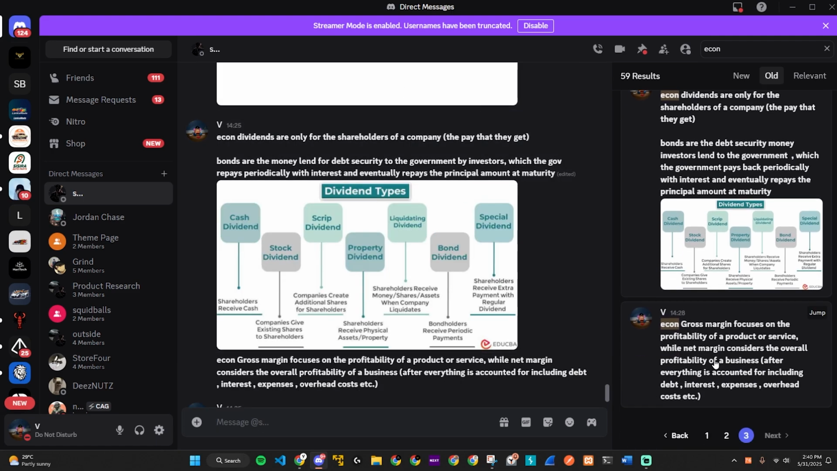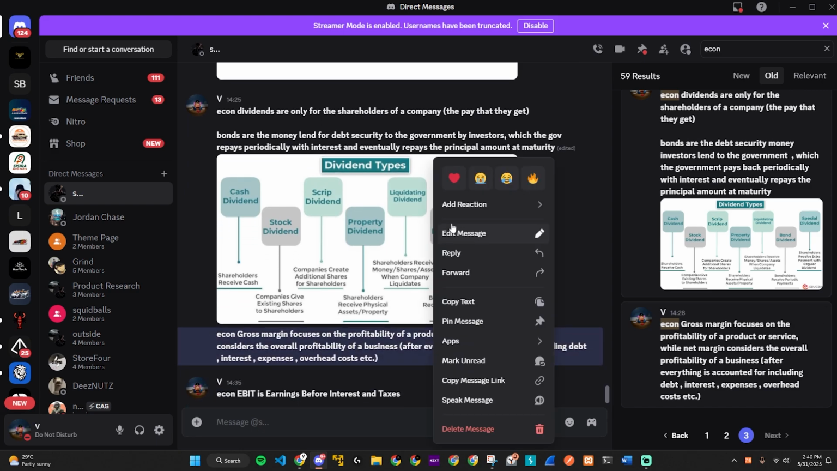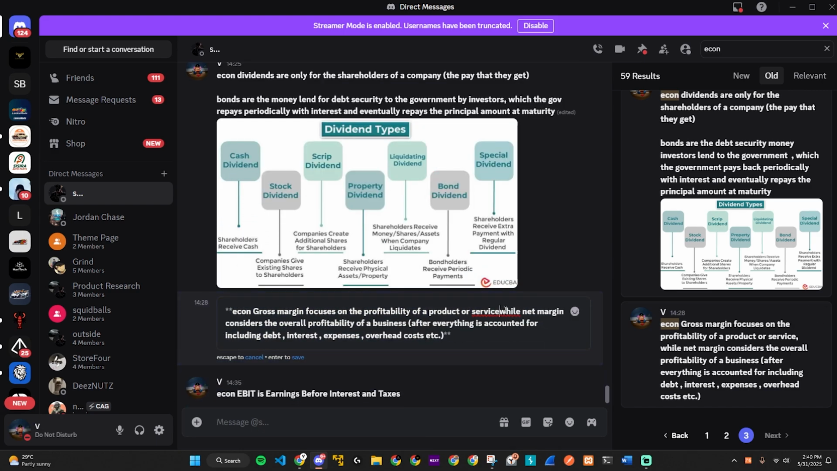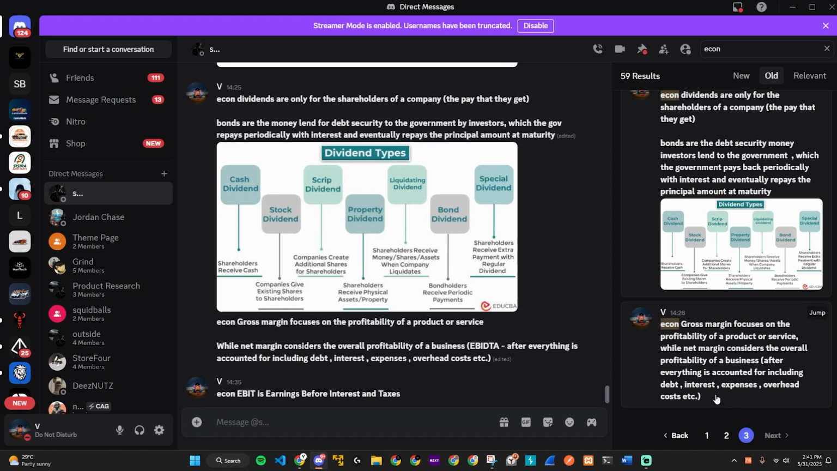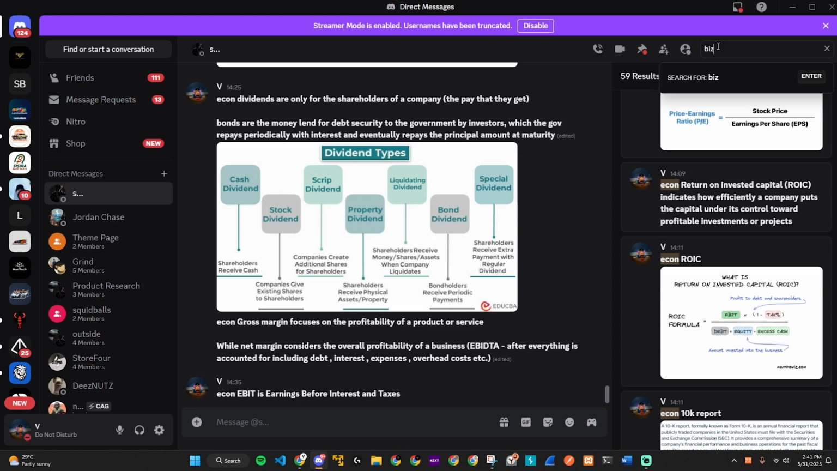Simple definition. A gross margin focuses on profitability of products or services, while net margin considers the overall profitability of a business after everything is accounted for, right? Including EBITDA. So yeah, that's pretty much for econ.